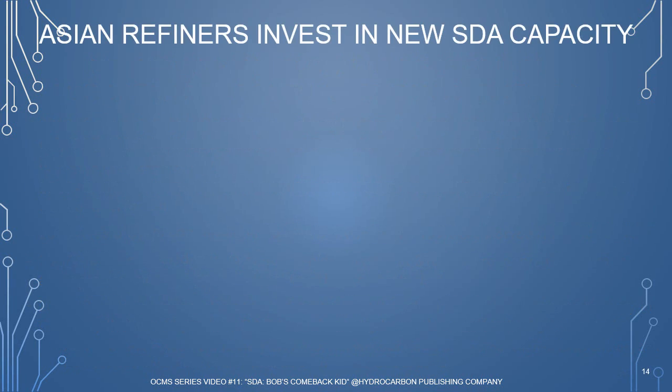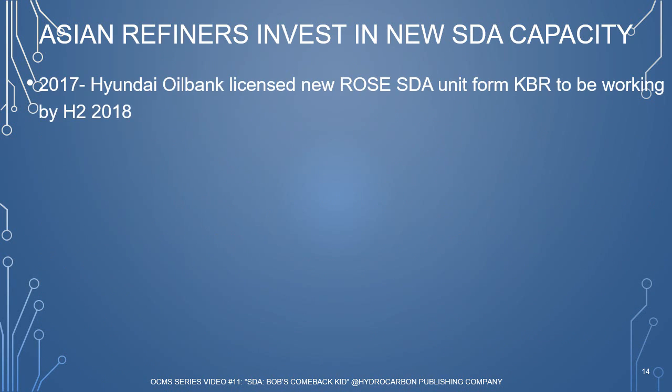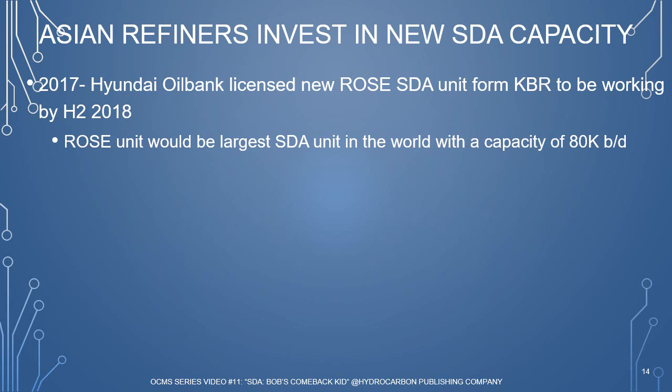In 2017, Hyundai Oil Bank signed a deal with KBR to license a ROSE SDA unit with plans to have it come online in the second half of 2018. By licensing the ROSE unit, Hyundai Oil Bank will have the largest SDA unit in the world with a capacity of 80,000 barrels per day.